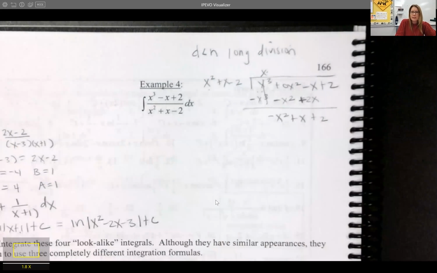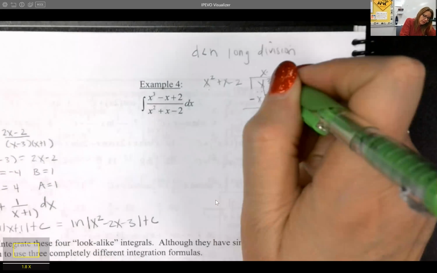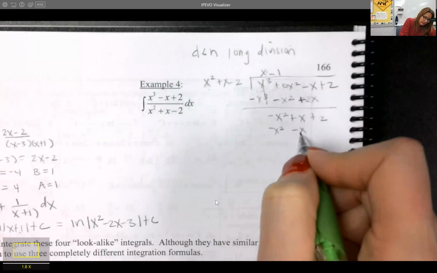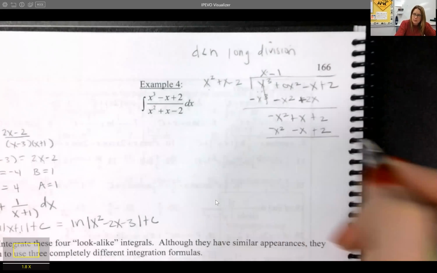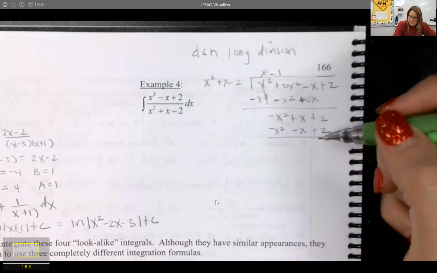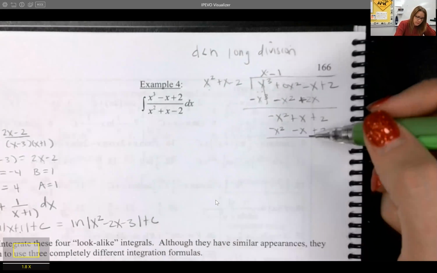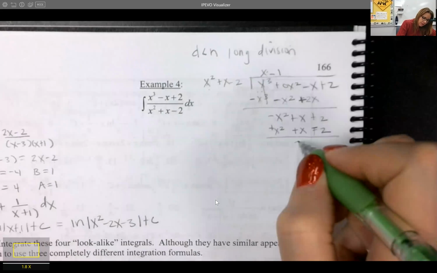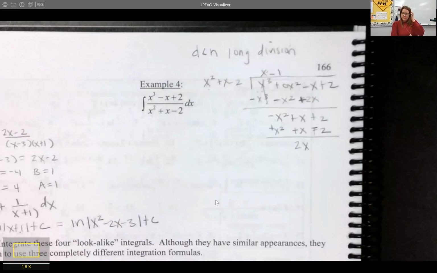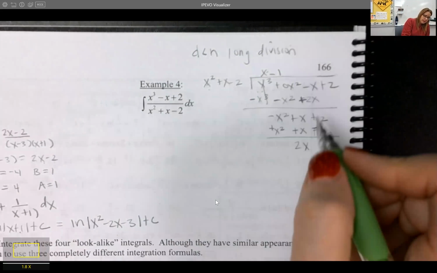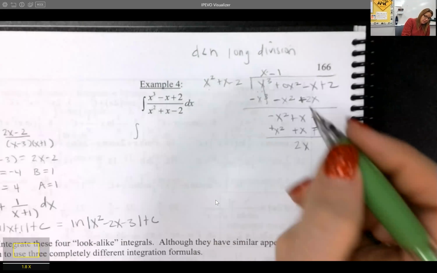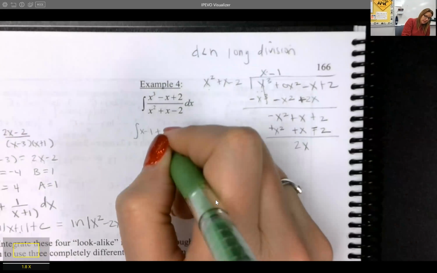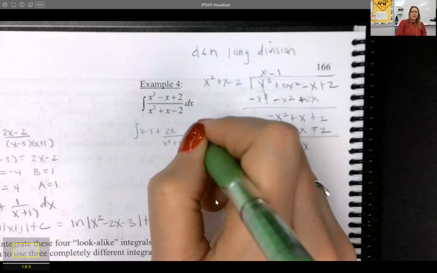So now we're doing the same thing again. We're going to say x squared goes into negative x squared minus 1 time. So that gives us negative x squared minus x plus 2. But remember that we have to change the signs. Okay, so when I change the signs, I'm going to be left with plus, plus, and minus, which gives me a 2x. Okay, so if I write this as an integral, I've got my x minus 1 plus the 2x that was the remainder divided by x squared plus x minus 2 dx.